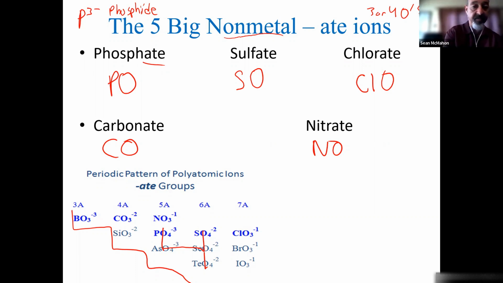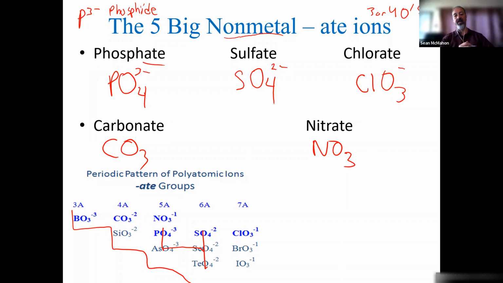So phosphate is on the 4, there's 4 oxygen. Sulfate, it's on the 4. Chlorate, it's not on the 4. Nitrate, not on the 4. Carbonate, not on the 4. Okay, so the 4 is very useful, okay? Next, phosphate has a 3- charge, just like phosphide. Sulfate has a 2-, just like sulfide. Chlorate has a 1- like chloride.